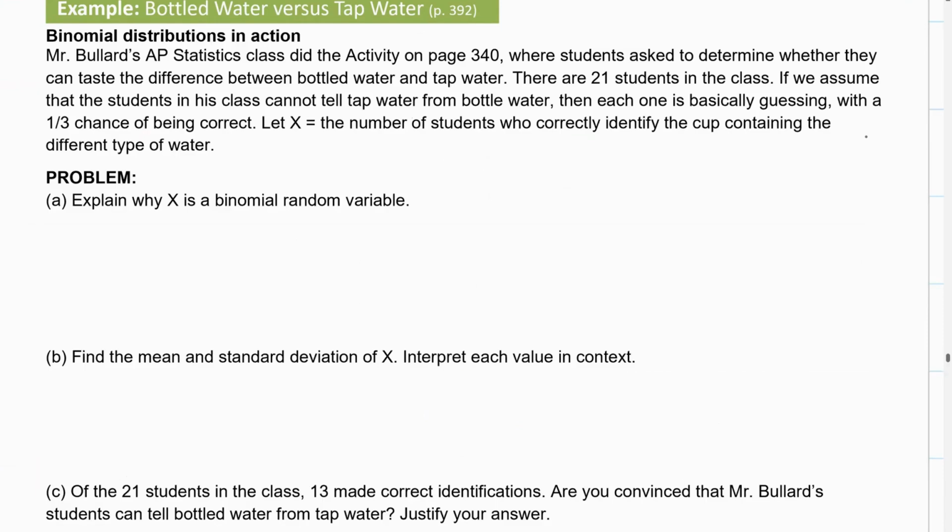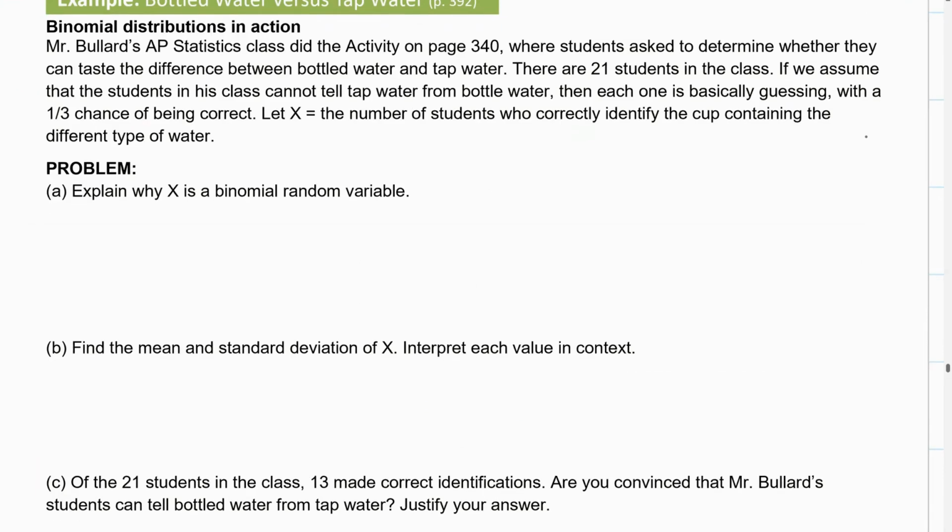Let's see this in action. Mr. Bullard's AP Statistics class did the activity on page 340 of our textbook, where students were asked to determine whether they can taste the difference between bottled water and tap water. There are 21 students in the class. If we assume that the students in the class cannot tell tap water from bottled water, then each one is basically guessing with a 1/3 chance of being correct. Let X be the number of students who correctly identify the cup containing the different type of water.